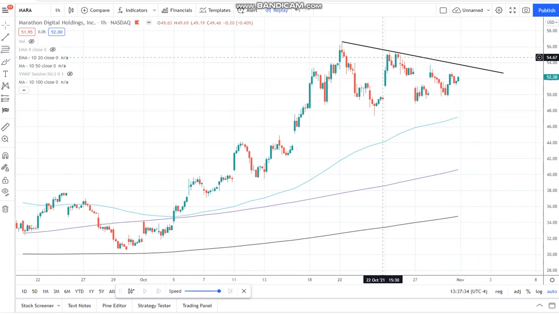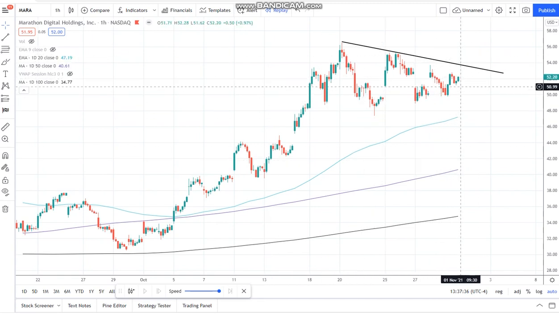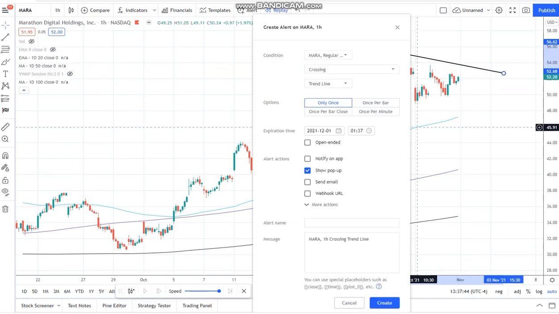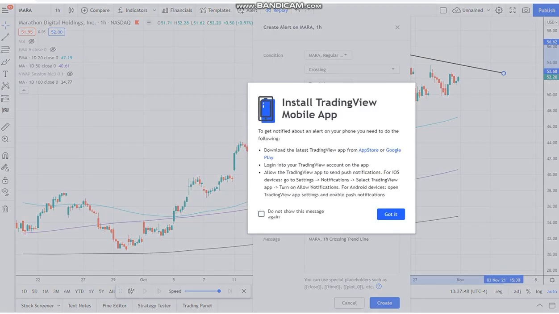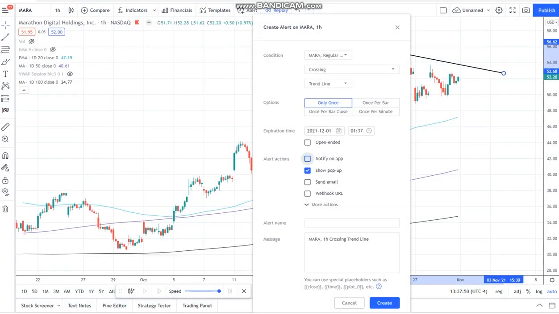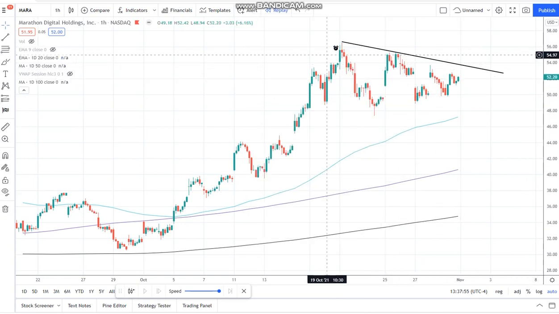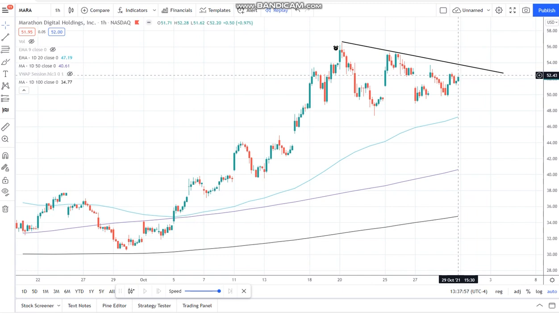So what do I do from this? As of today, this is a Sunday. Market is closed, but I have done my analysis. This is very basic. Just click on this line, add alert. Right, when Mara crosses the trend line, I get notified on my app. My phone will ring, so I can create an alert. Once I create it, you can see that there's an alert button. After that, my job is done. I am waiting for Mara to break out.